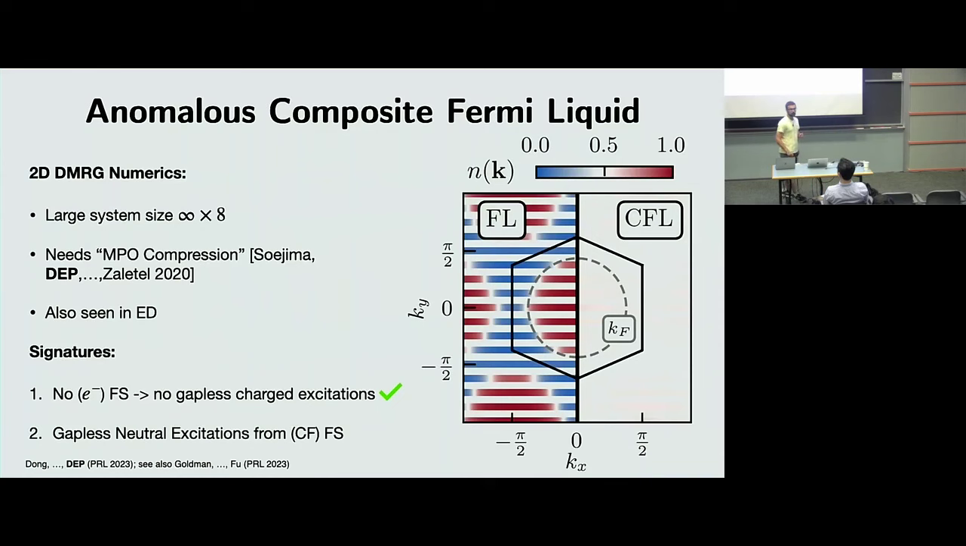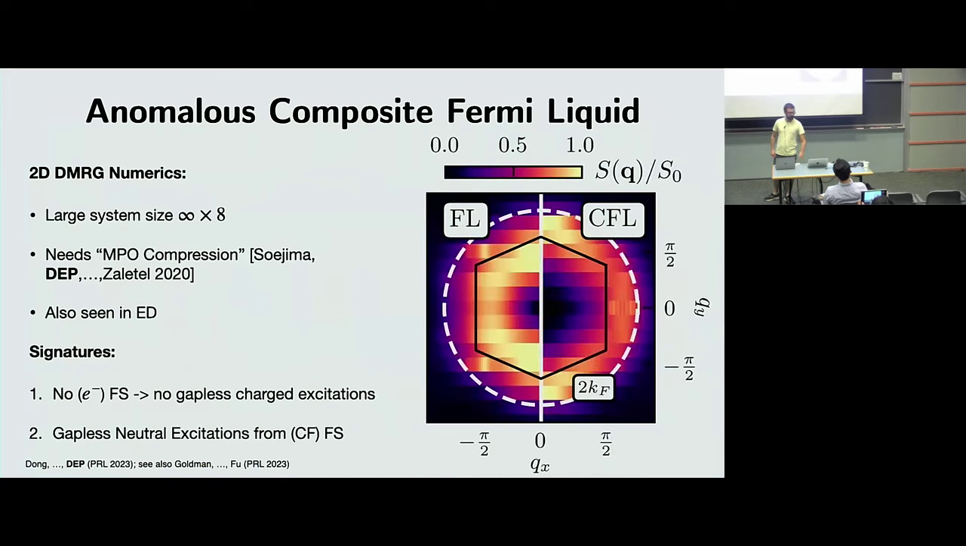Then to probe for, so we're expecting though that there's still a hidden Fermi surface there, just not visible from the occupations. So for that, we want to look at the gapless zero charge response of the system. And so I computed the static structure factor, which I display here. Now both sides look similar. The Fermi liquid and the putative composite Fermi liquid both have structure all the way out to 2kF, as you would expect from a Fermi surface.